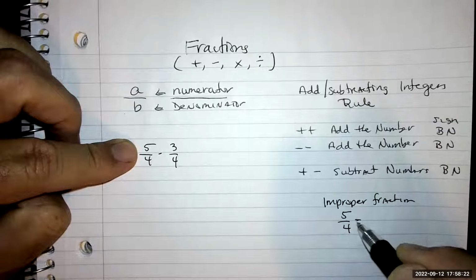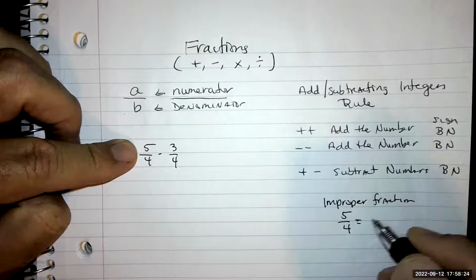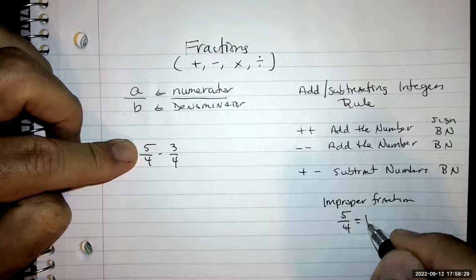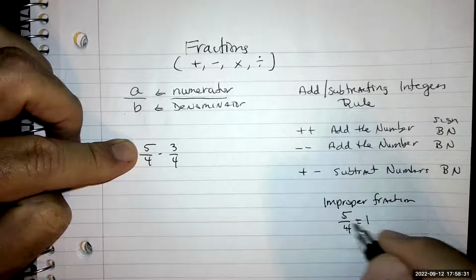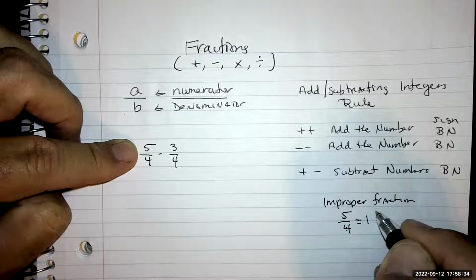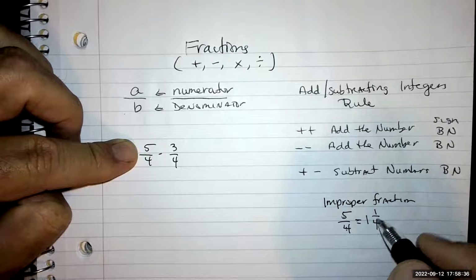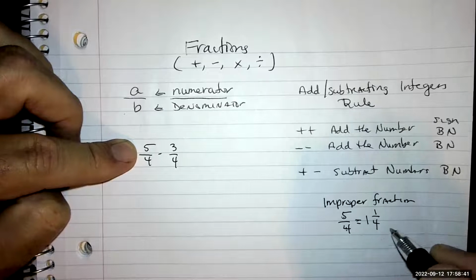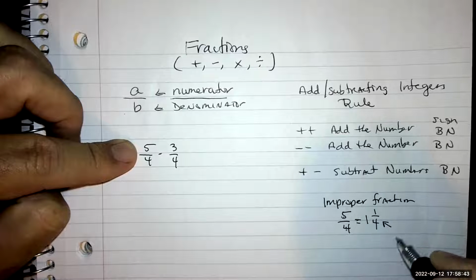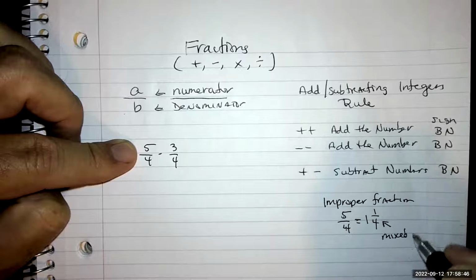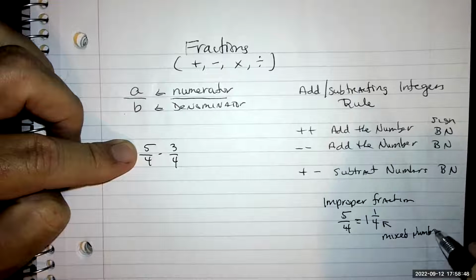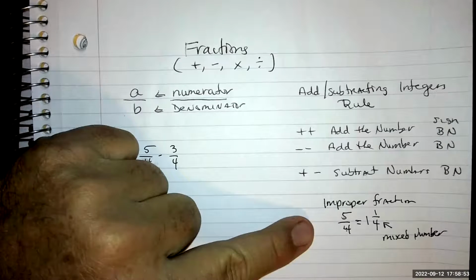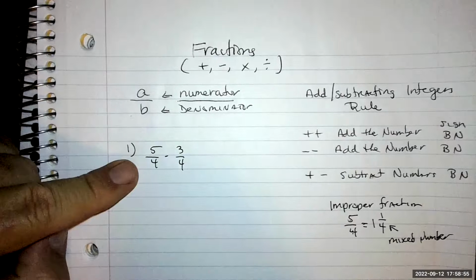We can convert these into mixed numbers, and a mixed number is when you mix a whole number with a fraction. So if I divide 4 into 5, I have 1, and I subtract the 4 since I only did it one time. That leaves 1 left over, and 4 stays in my denominator. So these are equivalent. 5/4 or 1 1/4 are the same thing. This is what we call a mixed number, and this is an improper fraction. All right, so we're going to leave it as an improper fraction.